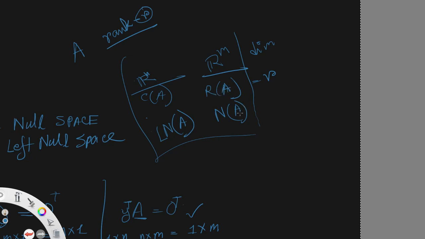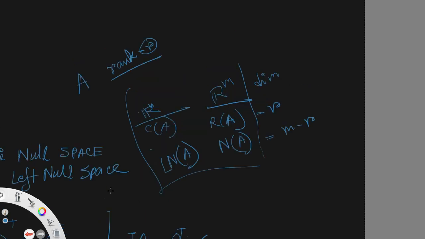Now, from last week, you also know the dimension of the null space of matrix A is m minus r, and the dimension of left null space, because left null space is the null space of A transpose and column space is the row space of A transpose. So from this relation, we can say that the dimension of left null space is n minus r. Just transpose the matrix and the same thing applies here as well.